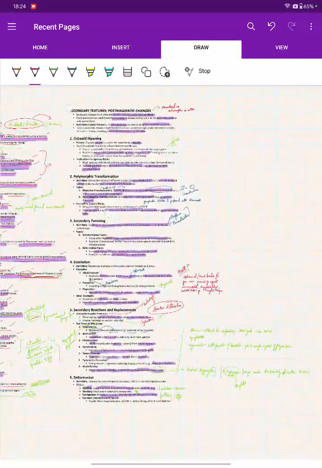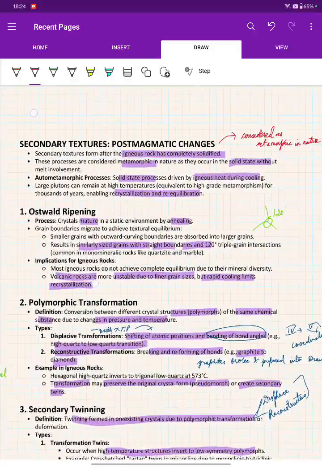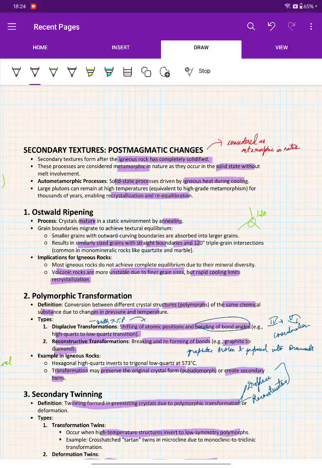Now we have the last topic, that is secondary textures and post-magmatic changes. And considered as metamorphic in nature. Secondary textures are something that has been formed after the original formation. It's a secondary thing, so that's why. So I'll cover this in the next part. That will be more convenient.